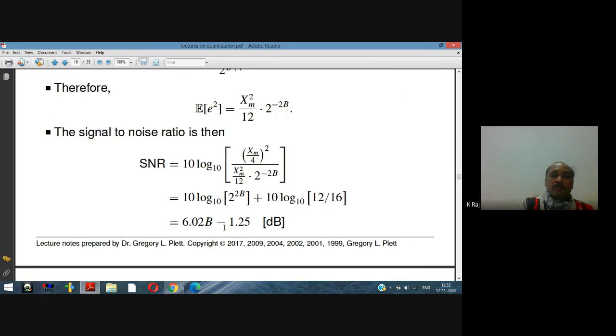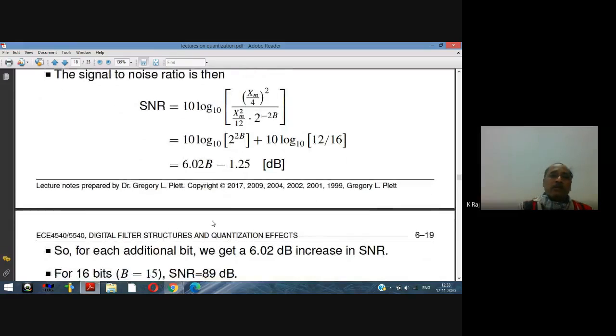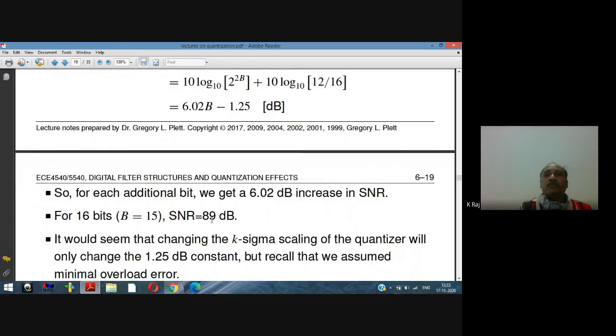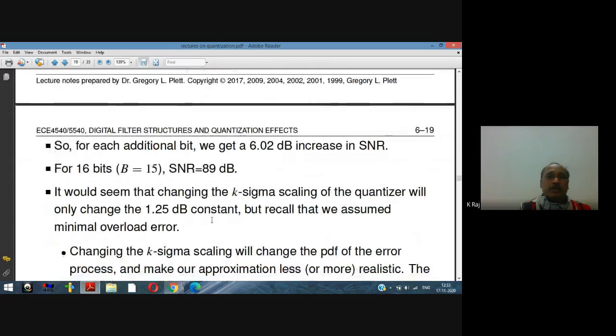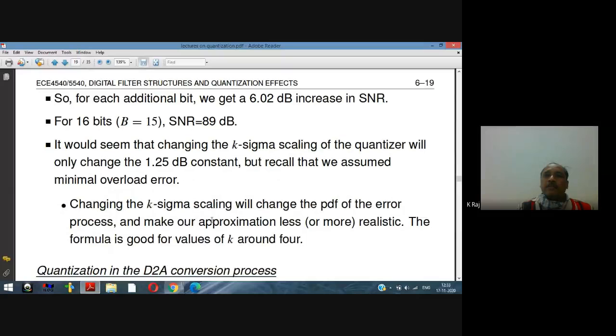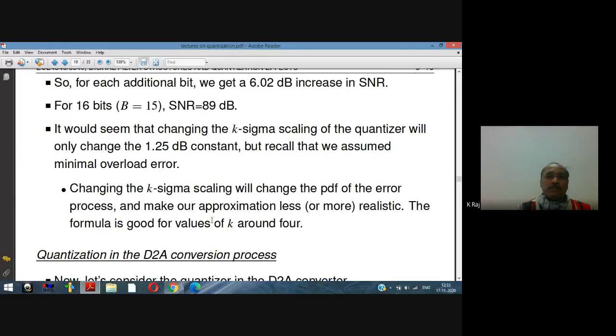Now if we try to increase the number of bits during quantization, then what will happen? For each increment of the bits, there will be an enhancement in the signal to noise ratio by about 6 dB. So this is a formula. With the help of this formula we can calculate the signal to noise ratio for the given range of bits. And for each additional bit, we get a 6.02 dB increase in signal to noise ratio.